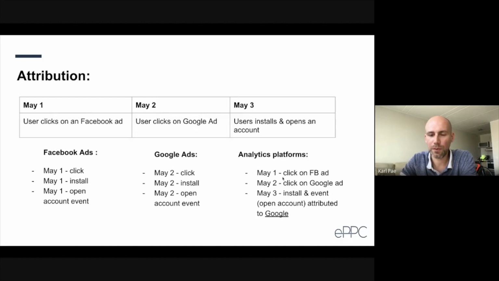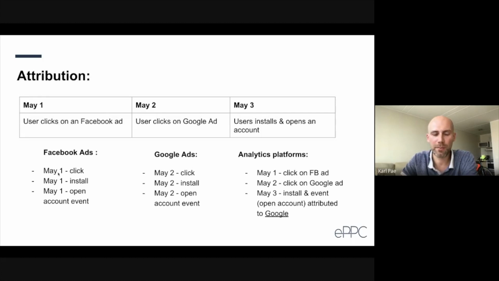So this is where the MMPs or analytics platforms come in handy as well, because then you can also measure the last click conversion of where the last conversion came from. So it's not bad that both Facebook and Google attribute the events and conversions to themselves, but it's also good to have a third-party platform where you can analyze this as well.